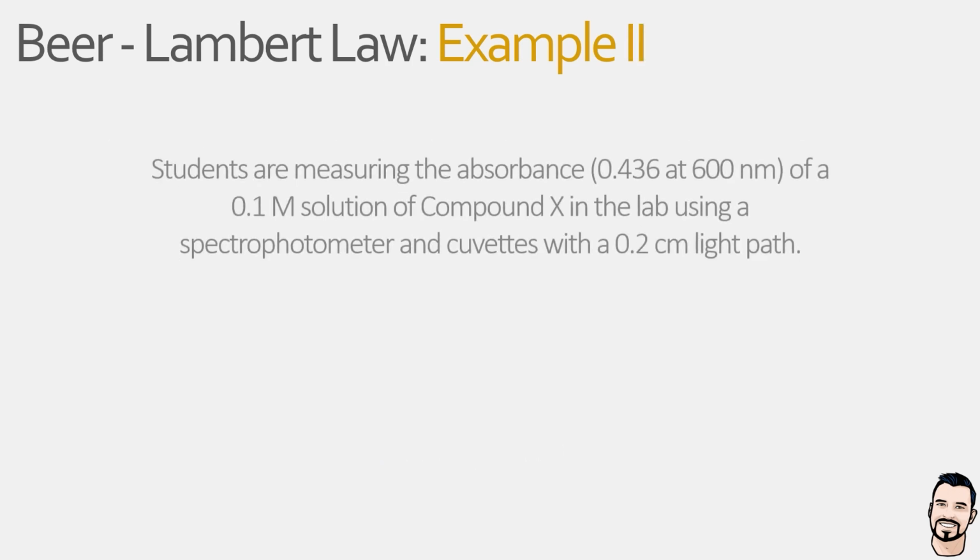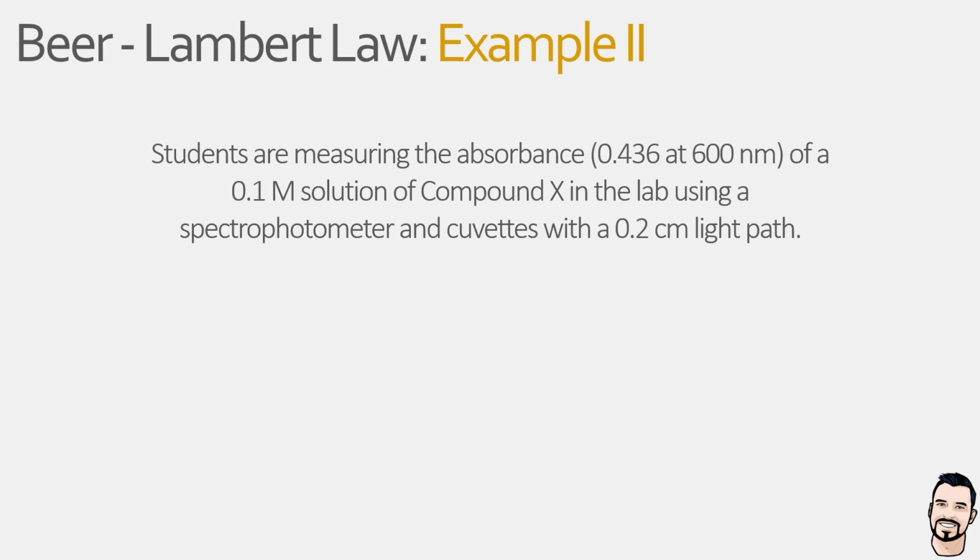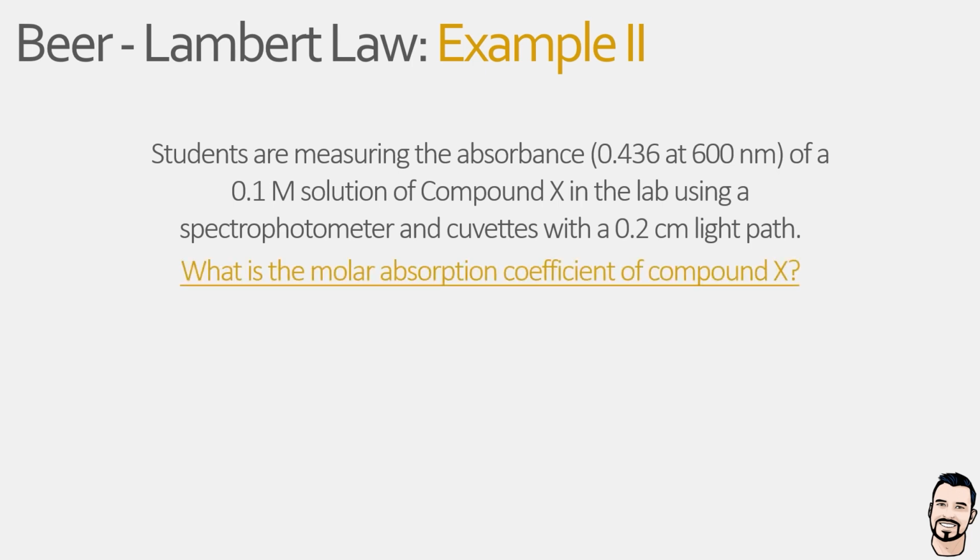Now, moving on to our second example, some students are measuring the absorbance value of a 0.1 molar solution of compound X. They use specialized mini cuvettes that have a 0.2 centimeter light path, and the absorbance value at 600 nanometers was measured at 0.436. And so the students want to know what is the molar absorption coefficient for compound X. So in order to do this, we need to bring up our equation and rearrange it using some basic algebra to find epsilon, giving us epsilon is equal to A divided by C times L.